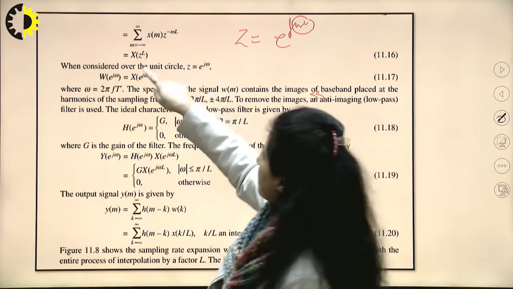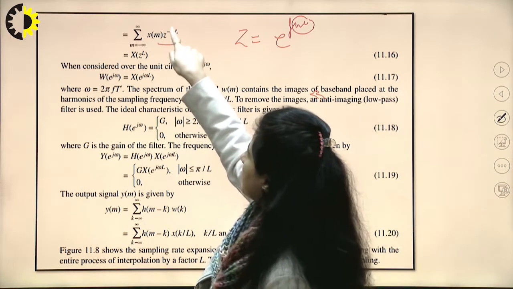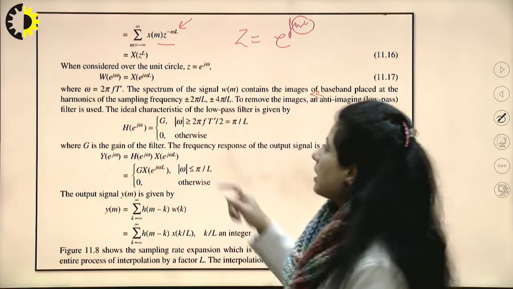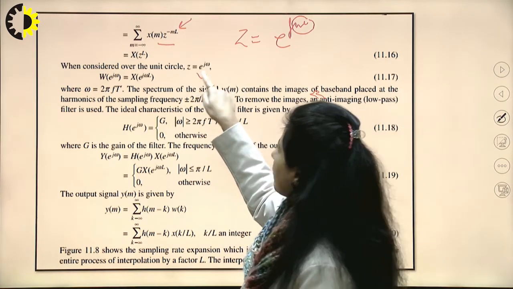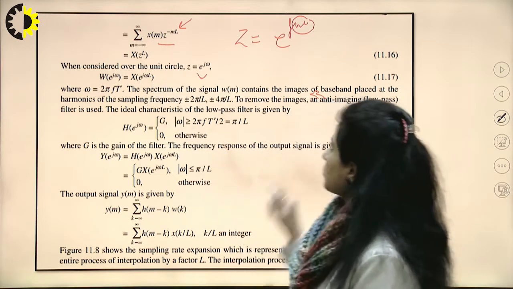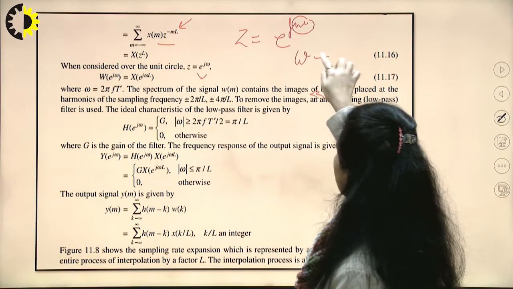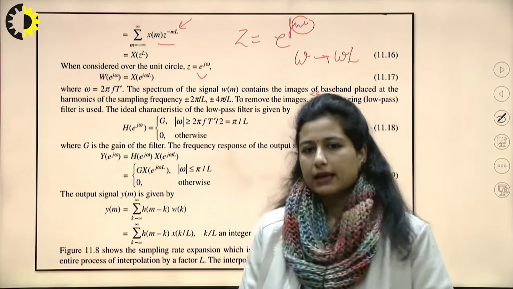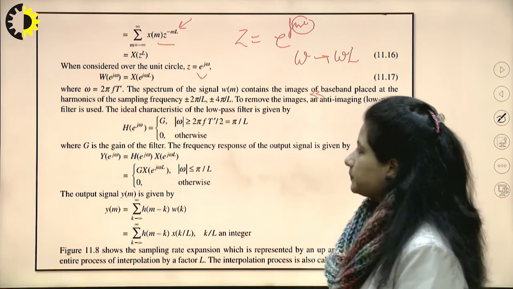So this can be represented as Z raised to the power minus m multiplied by L after interpolation, or if I talk in the form of omega, then I can represent it as omega L. So initially the frequency omega has now been converted to omega into L, again L being any integer number.